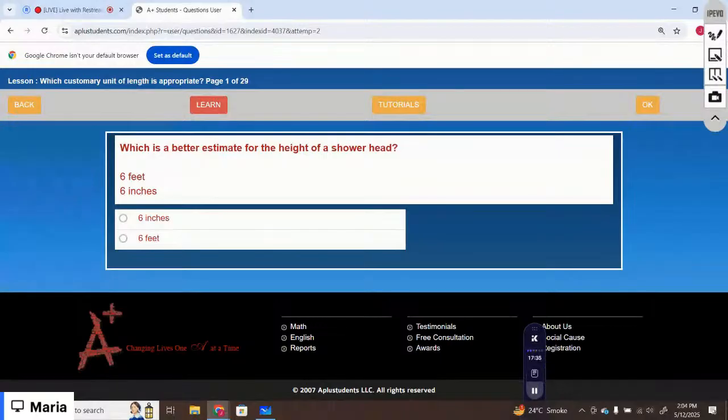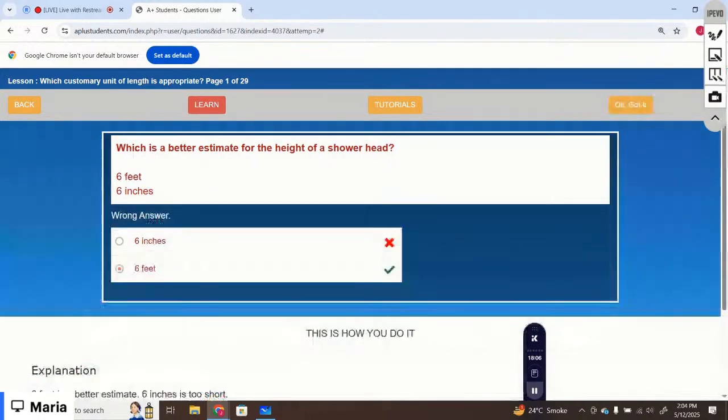Which is a better estimate for the height of a shower head? 6 feet or 6 inches? That would be 6 inches. 6 feet is too long, so that would be 6 inches. Oh, that is 6 feet because 6 inches is too small.